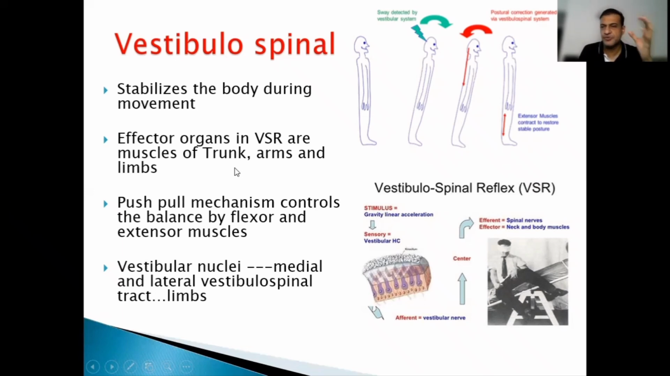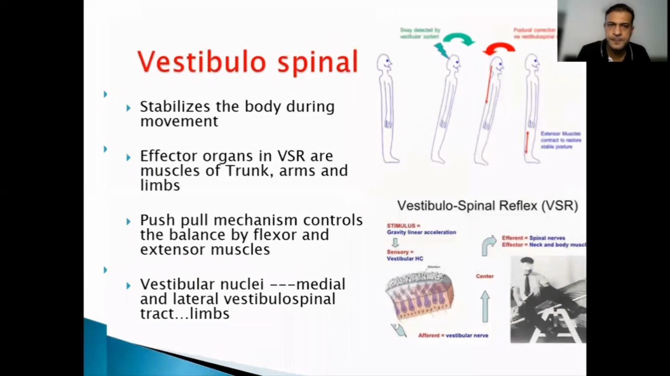Basically, any reflex will have an afferent and an efferent. The effector pathway is mainly through the vestibulospinal tract. The muscles of the trunk, the arms and the limbs get affected. So first there is stimulation of the vestibular nuclei, and from the vestibular nuclei, the sensation goes through the lateral and the medial vestibulospinal tracts, which leads to contraction and movement of the body.